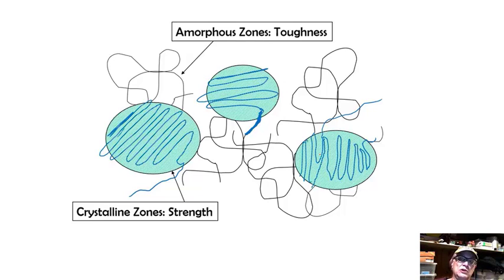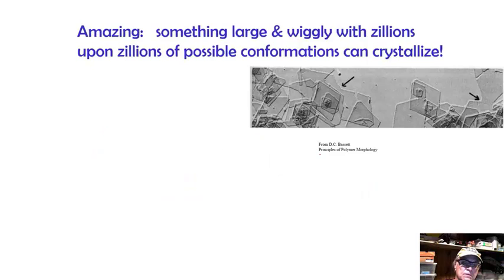Most things that are plastic are really able to take a lot of abuse because of this toughness characteristic, and it comes from those amorphous regions. But the whole thing is held together as a solid by the presence of these crystalline regions. Kind of neat. All right, so I thought you might like to see some crystals.